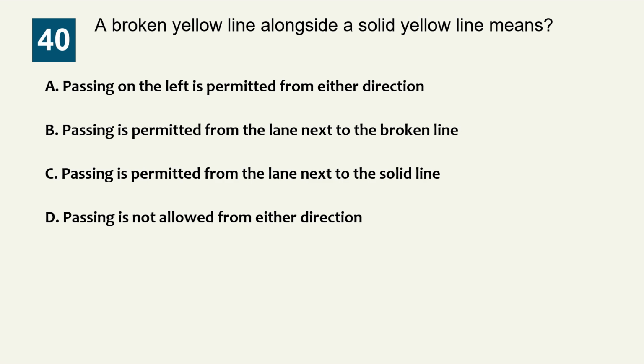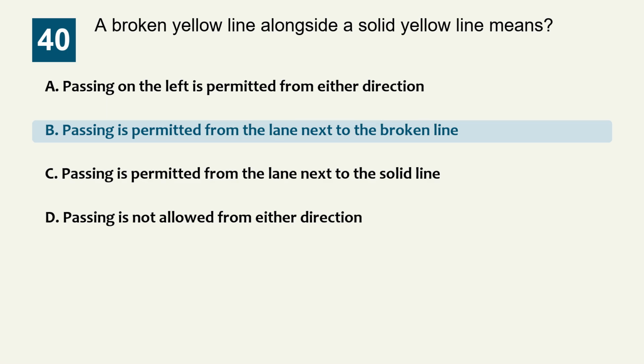Question 40. A broken yellow line alongside a solid yellow line means: option A, passing on the left is permitted from either direction. Option B, passing is permitted from the lane next to the broken line. Option C, passing is permitted from the lane next to the solid line. Option D, passing is not allowed from either direction.